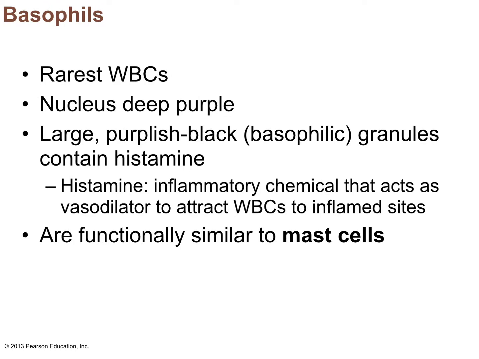Basophils are going to be the least abundant of the white blood cells. These are going to release histamine. Histamine is an inflammatory chemical. It also acts as a vasodilator. We'll be talking about histamine again. And histamine is released by the basophils, which is why we say that the basophils are similarly functional to mast cells, because mast cells will also release histamine.